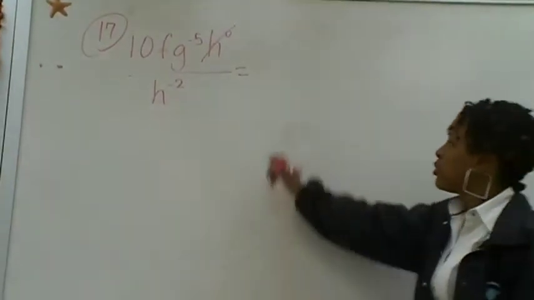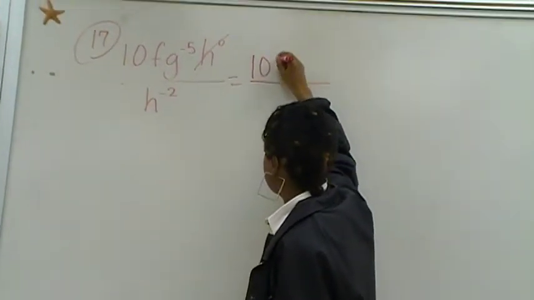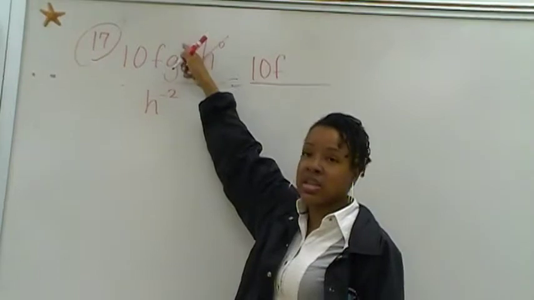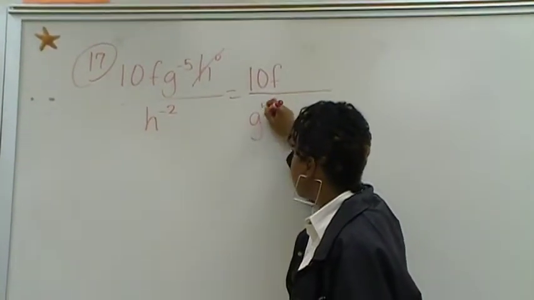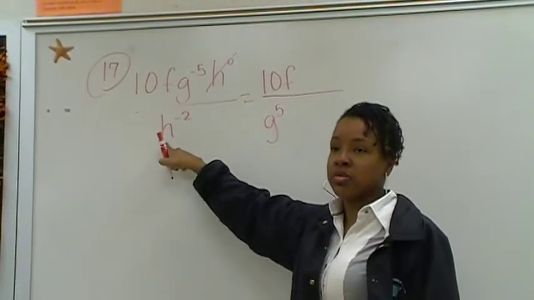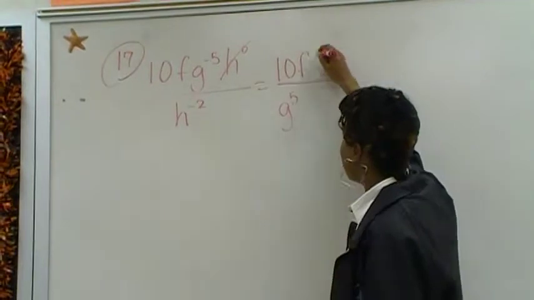All right, now let's move the negatives. You got 10, that's okay. F is okay. G has a negative exponent, so where am I going to move it? To the bottom. H has a negative exponent, so where do I move it? It's already on the bottom. To the top. To the top.